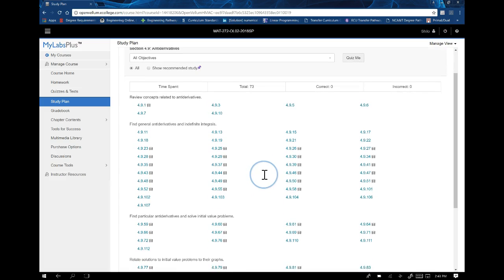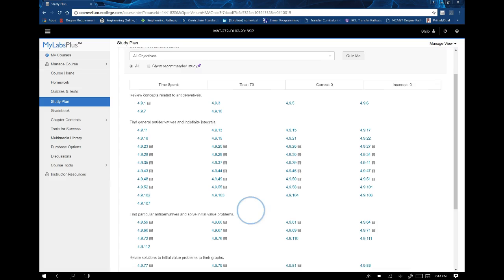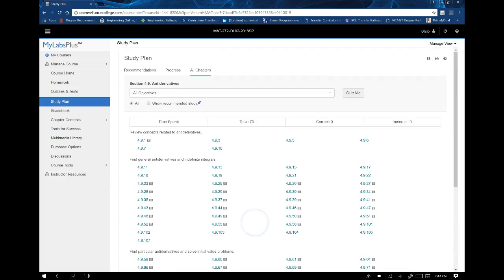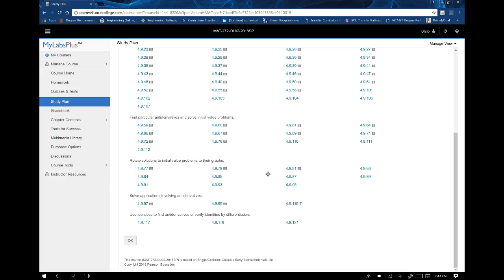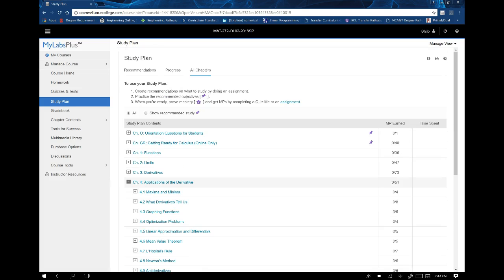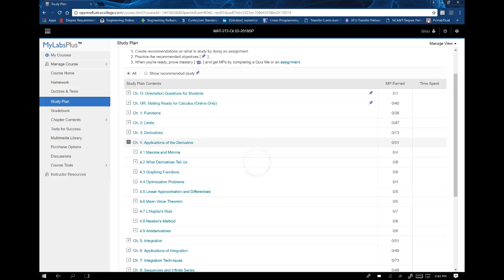So just finding general antiderivatives and indefinite integrals, there's a bunch of practice problems. And then it goes into chapter 5. Some of chapter 5 is really theoretical, where it's finding area by breaking it up into rectangles and things like that. Right now we're just using the rules of antidifferentiation, like power rule, sines and cosines, things like that, logs and exponentials.